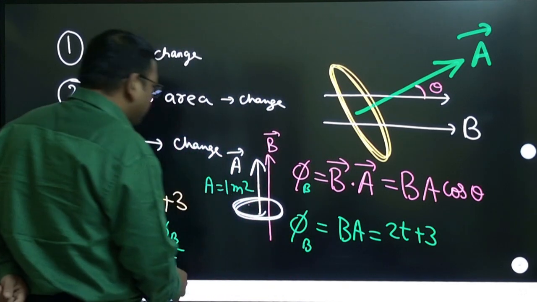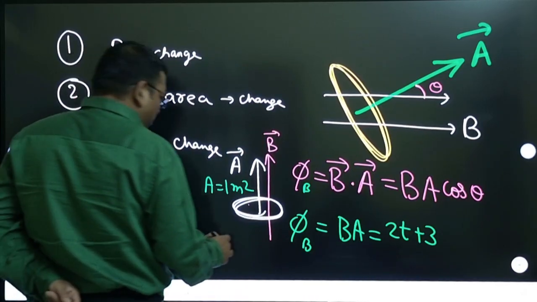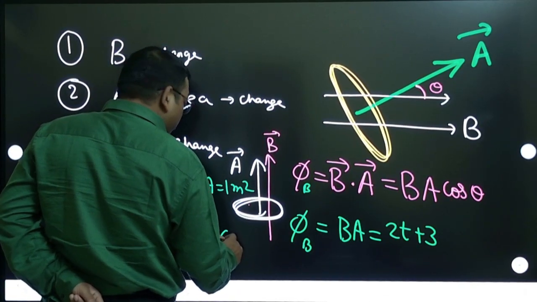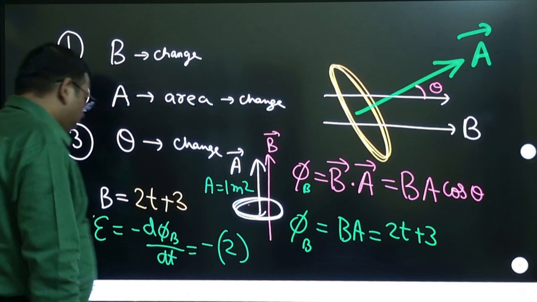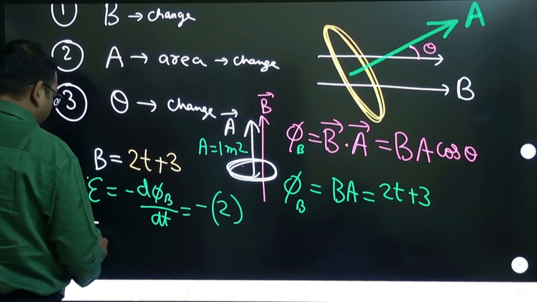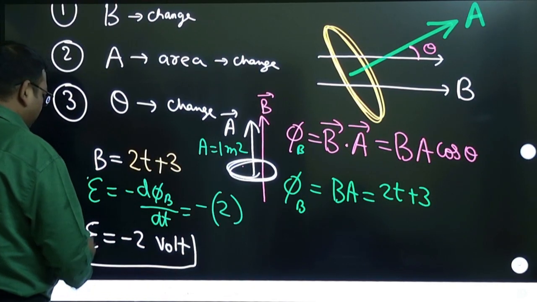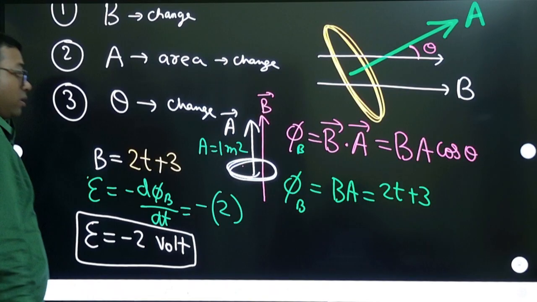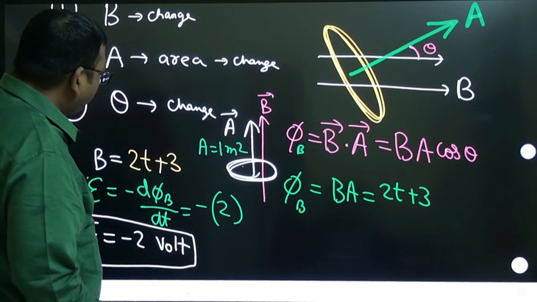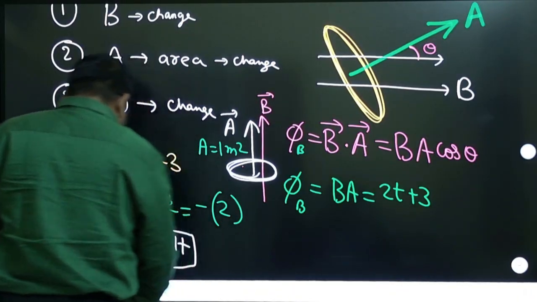Now you differentiate that. So when you differentiate that, what do you get? You get 2, right? So this EMF is minus 2, 2 volt. Minus just indicates the direction. Now here, how can we indicate the minus? Let's understand that. It's an important thing.